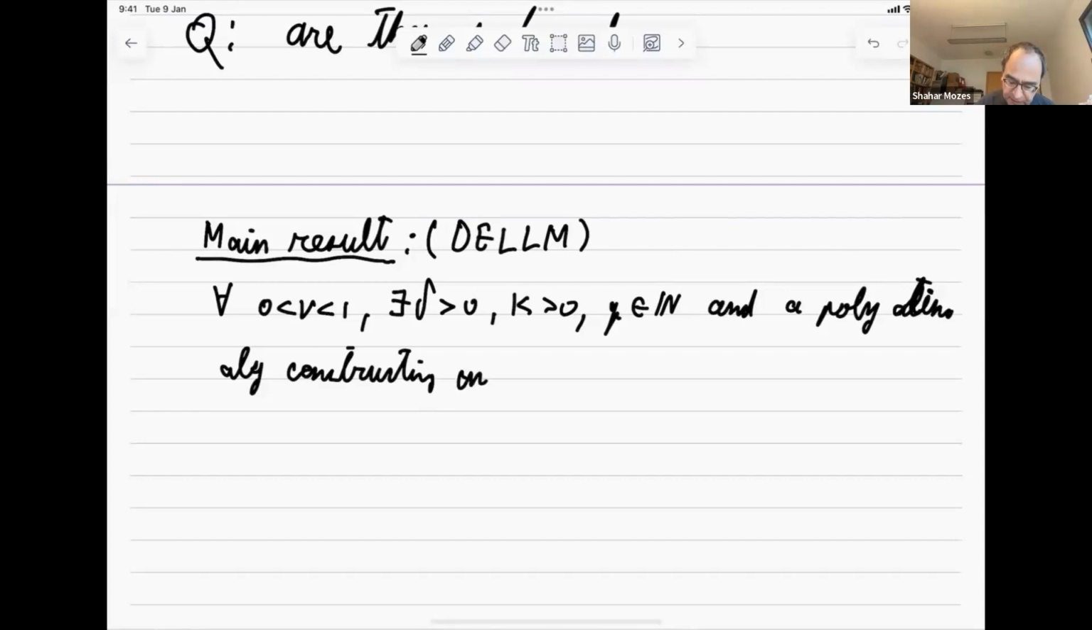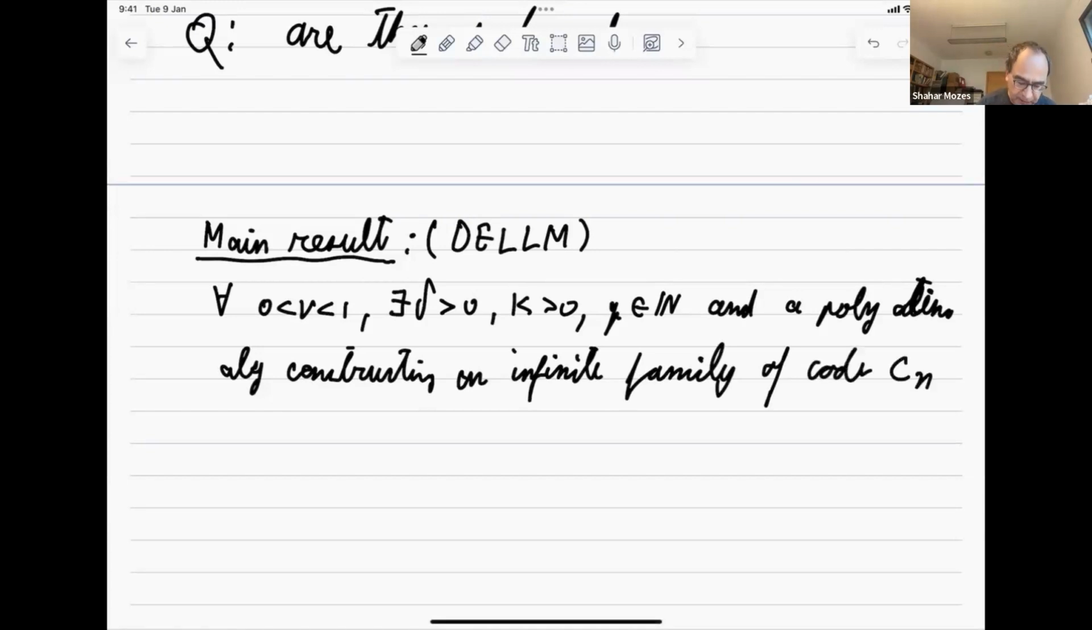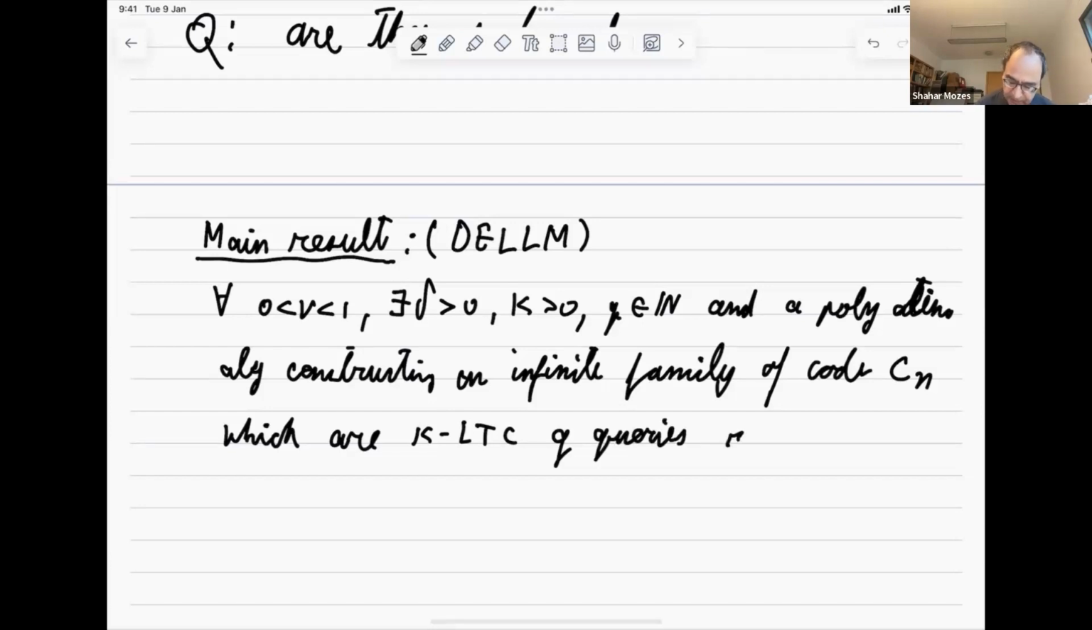an infinite family of codes C_n, which are LTC, which are kappa locally testable with q queries, and rate at least R and distance at least delta.